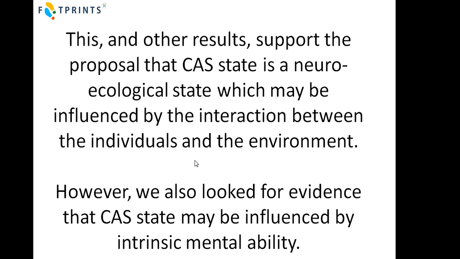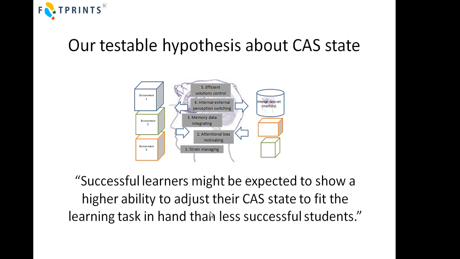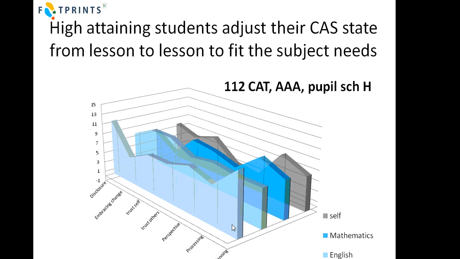However, we did also look for evidence that CAS state may be influenced by intrinsic mental ability. And this was our hypothesis that we were setting out to test, that successful learners might be expected to show a higher ability to adjust their CAS state to fit the learning task in hand, i.e. to adjust their CAS state as they move from lesson to lesson to an optimal state. They're better able to do that than less successful learners.